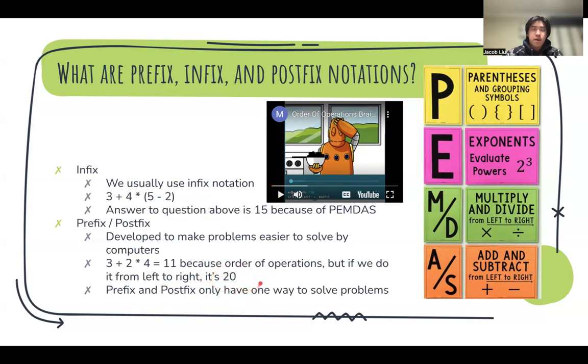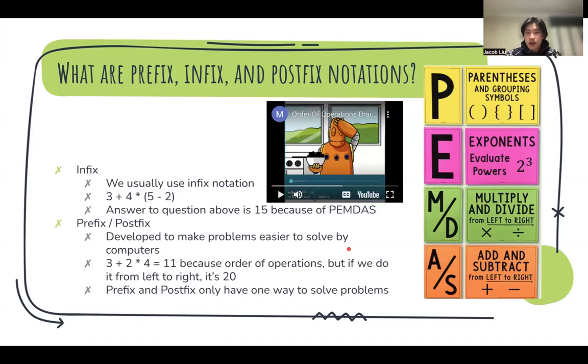But this is difficult for a computer because there are just so many ways to solve this problem. And if you mess up on the order of operations, then you get it wrong. That's why prefix and postfix expressions were invented, because prefix and postfix expressions only have one way to solve the problems. There is no order of operations. There is only one answer you can get. And that's why it's easier for computers to solve these types of problems.